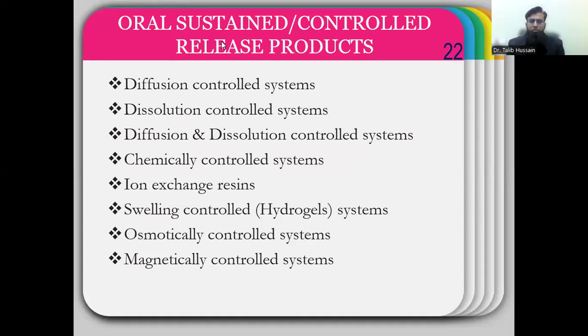Third one is a combined system known as diffusion and dissolution controlled drug delivery system. It has both properties of dissolution and also diffusion. So first it will start diffusion and then it will start dissolving.